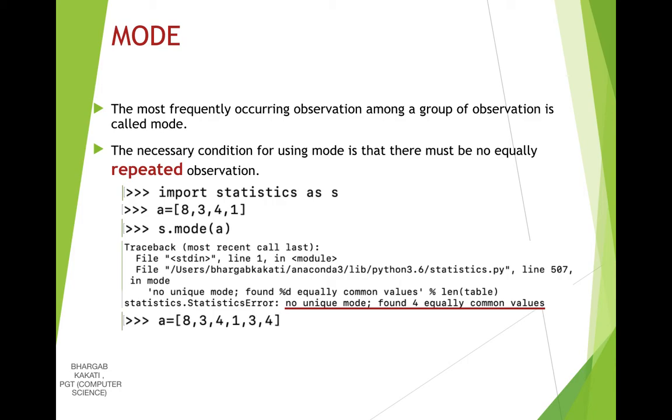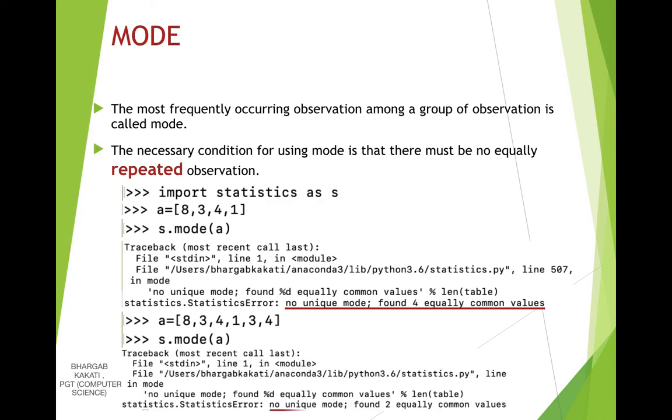Similarly, if I write 8, 3, 4, 1, 3, 4 and call the mode function, then also I am getting an error, because how will Python find the mode here? As you can see, 3 is repeated 2 times and 4 is also repeated 2 times. Since both observations are repeated 2 times, we cannot get 2 results as the answer, therefore you will get an error in this case. So you should remember the condition for using mode, which is that there must be no equally repeated observation.